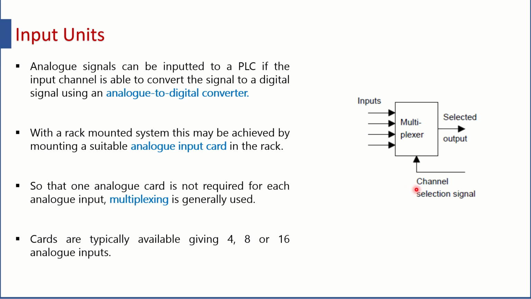We actually require 2 channel selection lines, because if it is 0 0, then this channel will be selected. For 0 1, this channel will be selected. For 1 0, this channel will be selected, and if both of them are high, 1 1, then this channel will be selected. Now when one channel is selected, the signal from that channel will go to the output, meaning the output of the multiplexer. This particular signal available at the end of the multiplexer will be connected to the analog to digital converter, from which the signal will be fed to the CPU. I hope this much is understood.